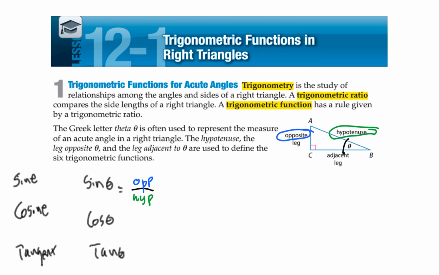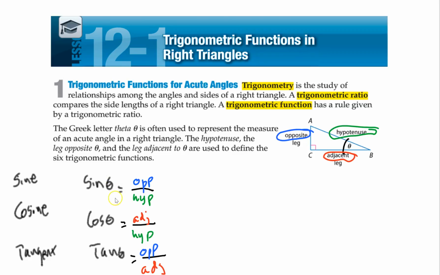Cosine is the next one. Cosine equals the adjacent side over the hypotenuse side. And then finally we have tan, which is the last one, opposite over adjacent. So opposite over adjacent. Those are the most important 3 trig functions: sine, cosine, and tan.